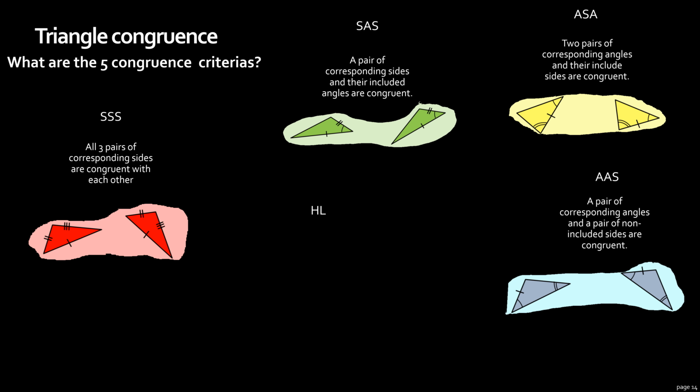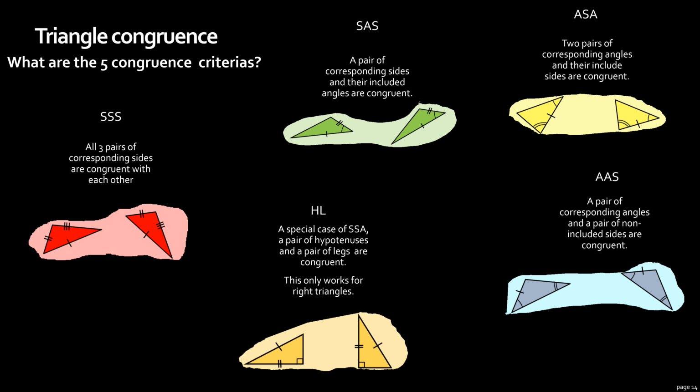And then the last one that we're going to be looking at is hypotenuse leg. So it's a special case of side-side angle, or angle side-side if you prefer. So it's basically a pair of hypotenuses and a pair of legs that are going to be congruent. And this is the only case of side-side angle that will work for triangle congruence.